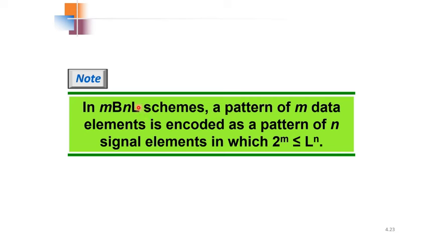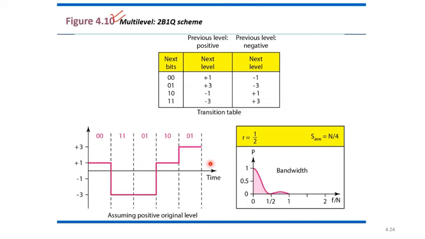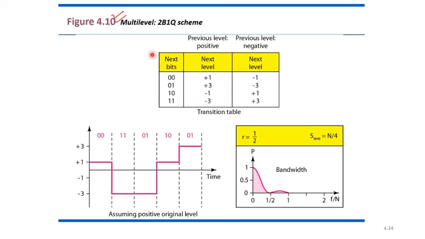If it is 2 level, the levels are either plus 1 and minus 1, so positive and negative levels are there. So it will be binary levels. Different combinations can be there. We will be starting with the multilevel scheme 2B1Q.